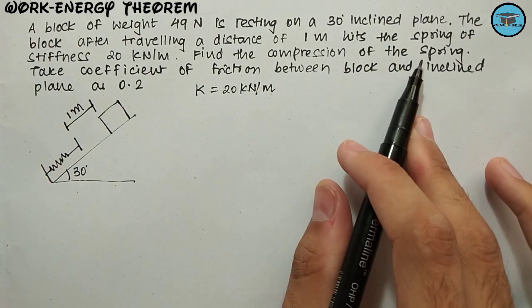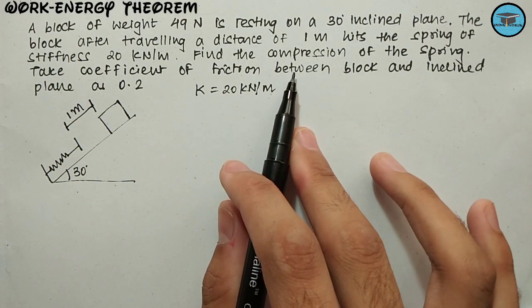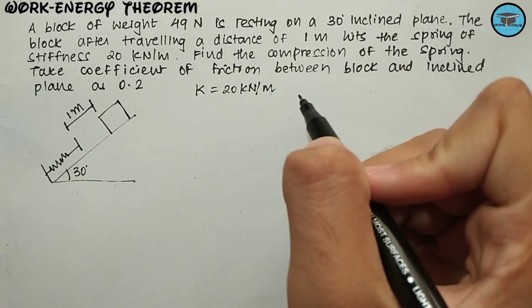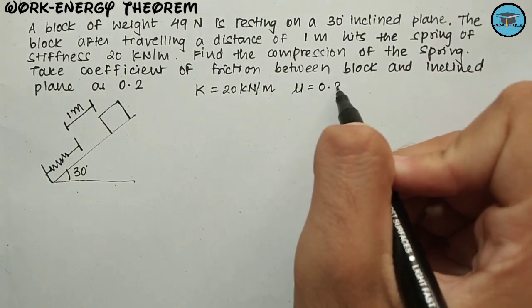We need to determine the compression of the spring, and the coefficient of friction between the block and the incline is given as 0.2. The mu is given as 0.2.